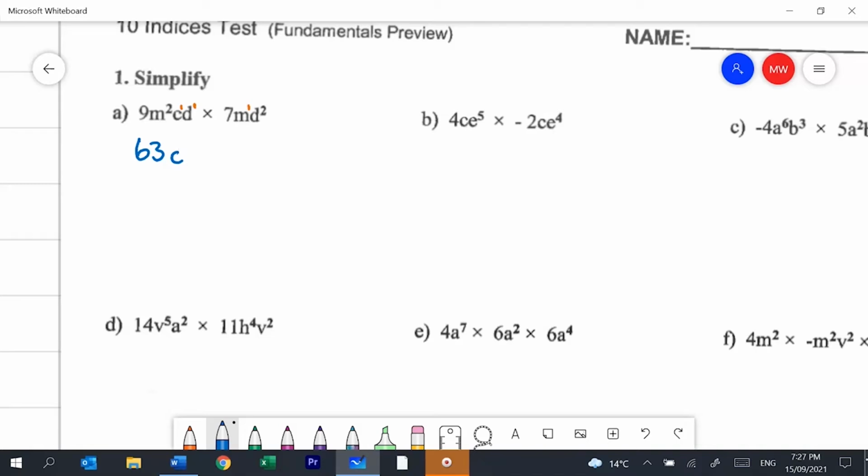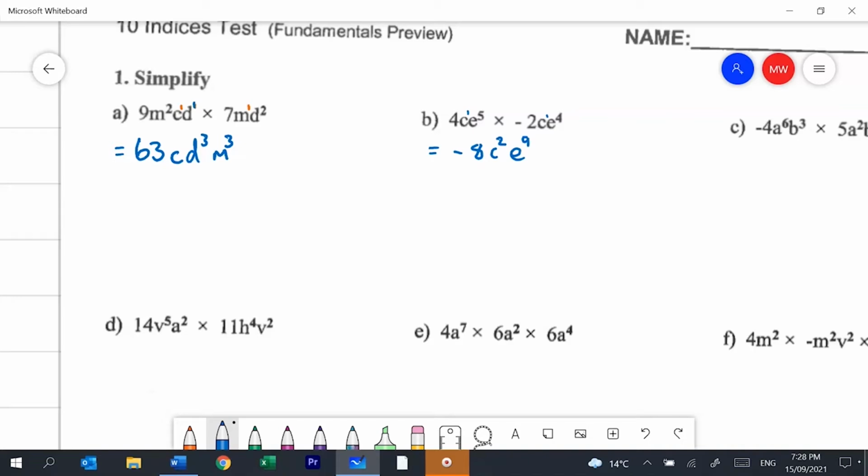I've got D to the 1 here, and I've got D to the 2, so I end up with D to the 3 once I've added those together, and I've got M to the 2 and M to the 1, so I end up with M to the 3, and that's finished. The second one, let's take care of the numbers first. So the numbers, we've got 4 and -2, so 4 times -2 is -8. Let's start collecting up our letters. I've got 1C here and 1C here, so I end up with C to the 2, and then I've got E to the 5 and E to the 4, so it'll become E to the 9.